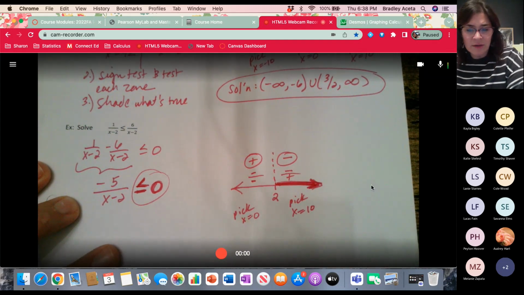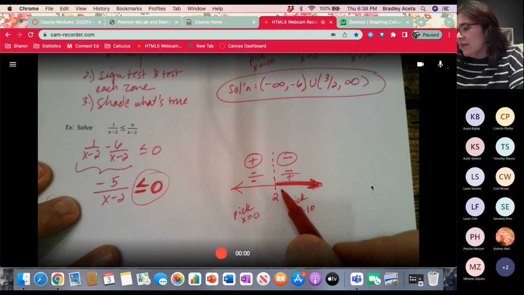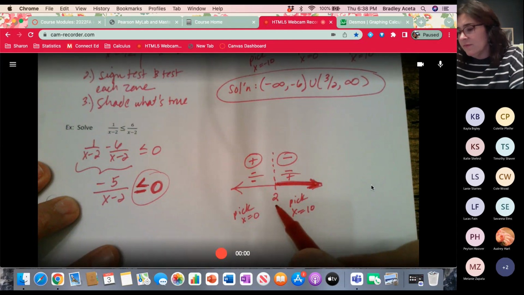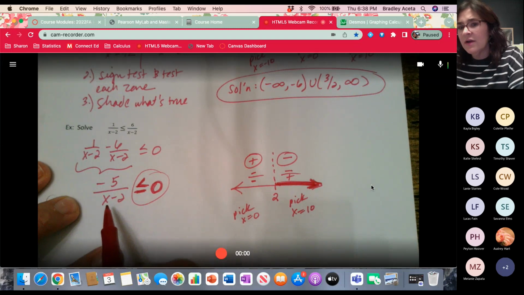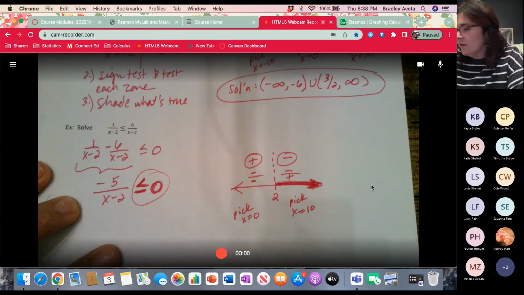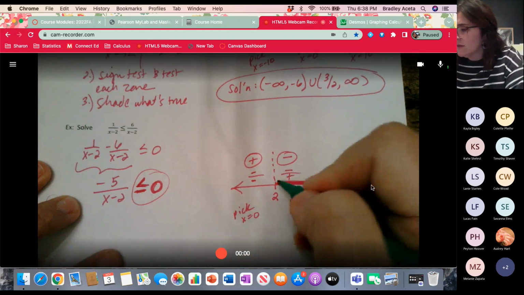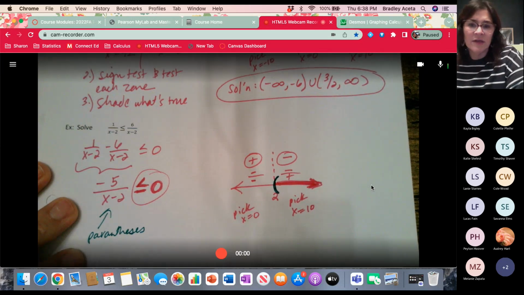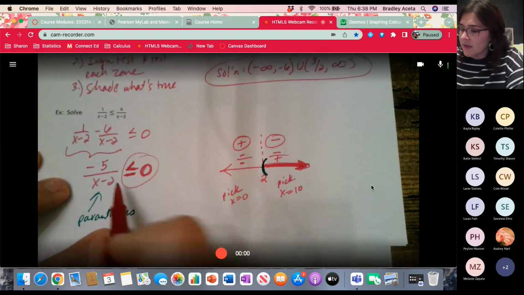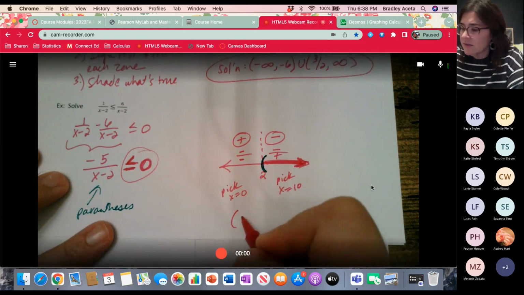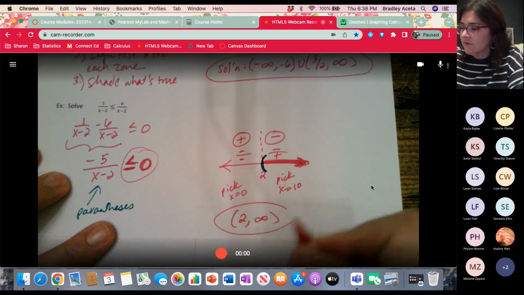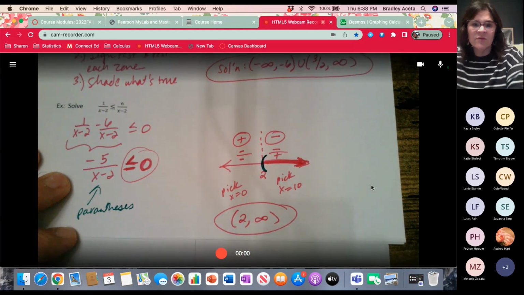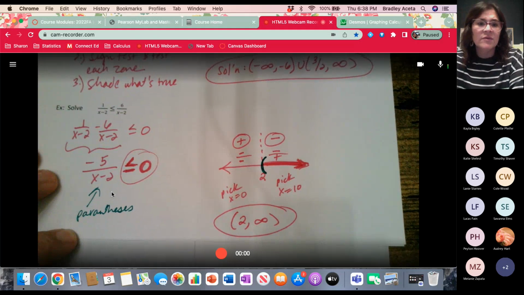Now here's the trick. If this 0 that you picked is the number in the bottom, you are never allowed to have a bracket. You must have a parenthesis in the bottom. Parentheses are in the bottom, but brackets are if they were on the top. You can actually be a bracket. So this answer right here, even though there's an equal sign, this answer is 2 to infinity.